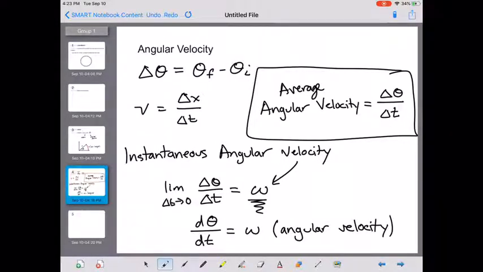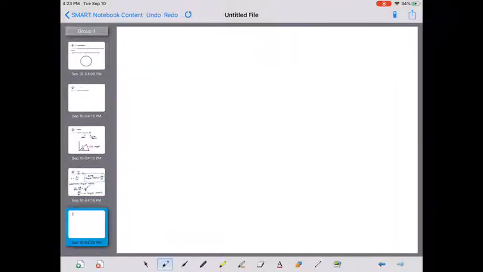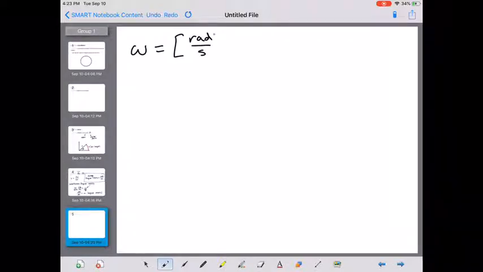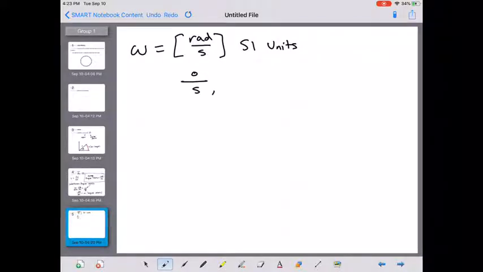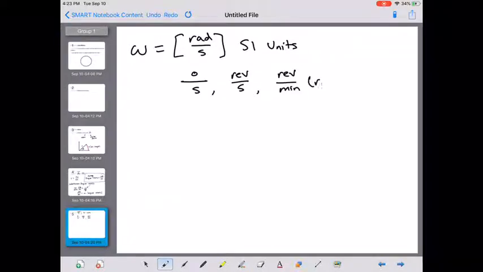Now, this omega is going to be kind of a new concept for us. The units that we can use to represent omega, primarily you're going to be seeing radians per second. These are the SI units that are associated with it. However, we could also see this in degrees per second. We've got revolutions per second or revolutions per minute, mostly seen as RPMs. All of those are valid ways of representing units of angular velocity.